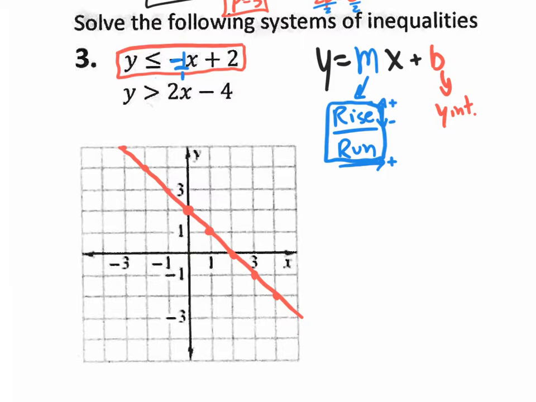If you test the point 0, 0, and it does work, you're going to shade in this side. If you test the point 0, 0 and it does not work, that means it's not an answer. That means that all the answers must be on the other side.